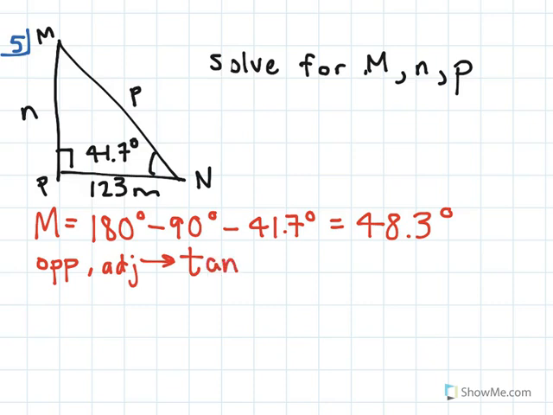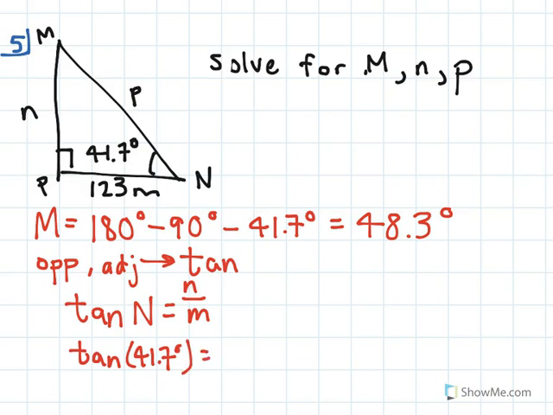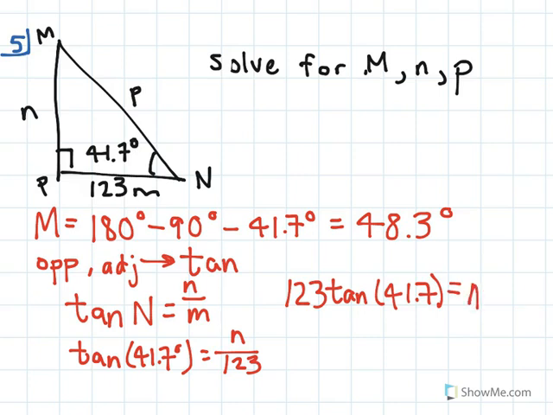So we know that tangent of the angle equals opposite over adjacent, which we can then simplify to tangent of 41.7 degrees equals N over 123. So 123 times the tangent of 41.7 equals N. And you can just plug that into your calculator and you get that N equals approximately 109.6 meters.